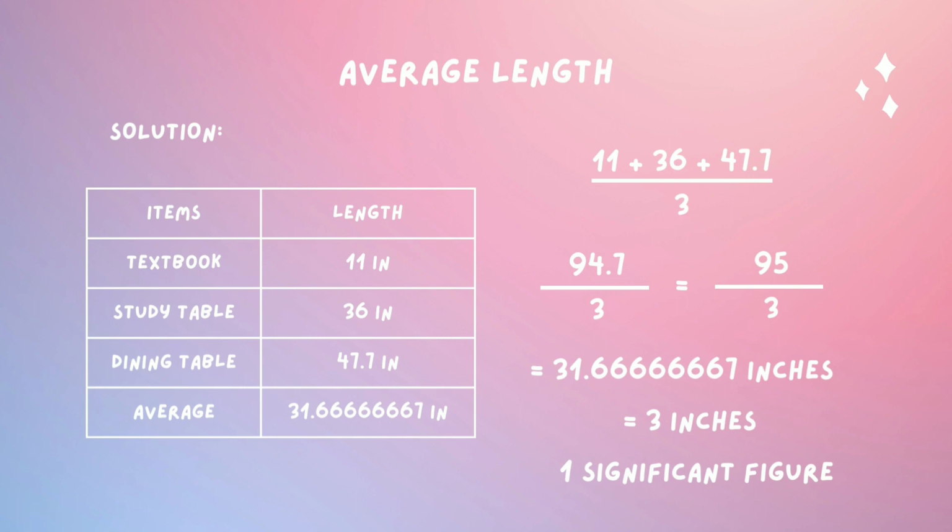As you can see, it is indicated in the table the length of the three items. Upon the formula, we have to add all the numbers. So we have 11 inches plus 36 inches plus 47.7 inches. Then we are going to divide it by the number of items in the set. We have three items, therefore we will divide it by 3. So the sum will be 94.7 divided by 3.